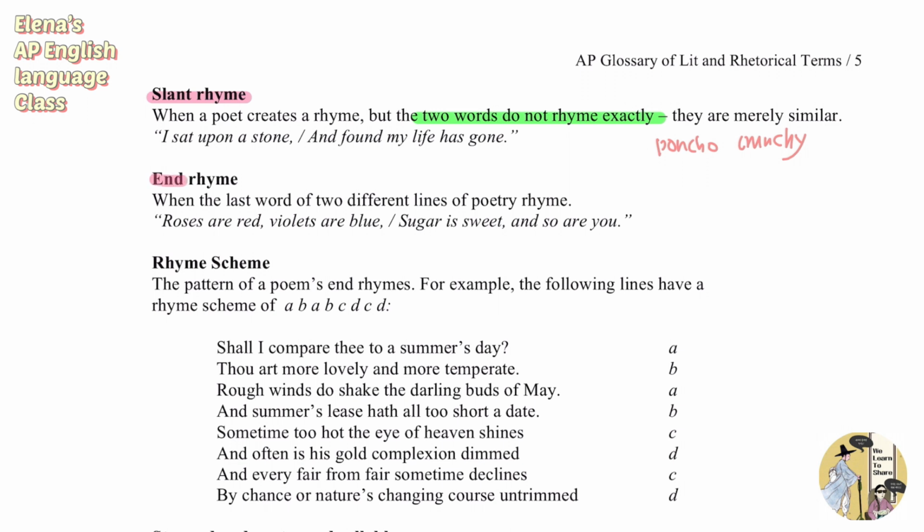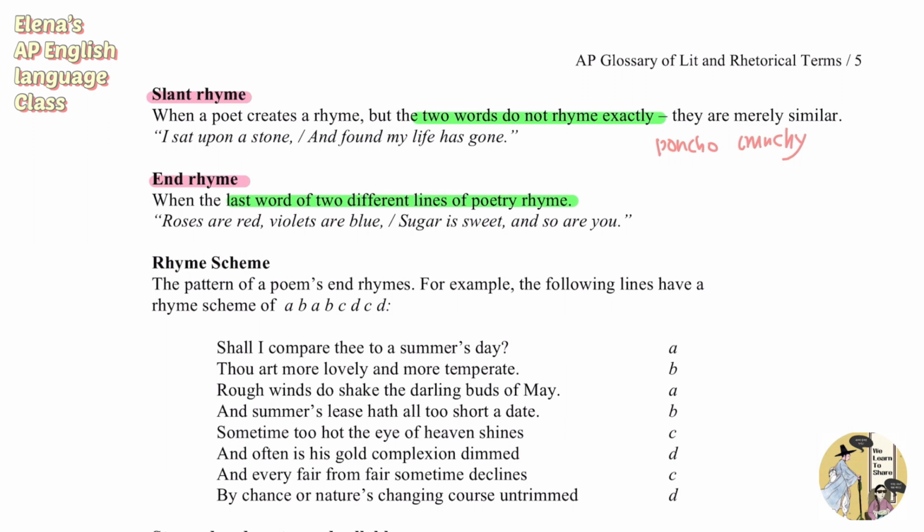And then the next, end rhymes. An end rhyme is when the last words of two different lines of poetry rhyme. So, "Roses are red, violets are blue, sugar is sweet, and so are you." Over here, you can see that at the end of the lines, the final word syllables rhyme. Blue and you, right? So blue and you both rhyme, and you call this an end rhyme.